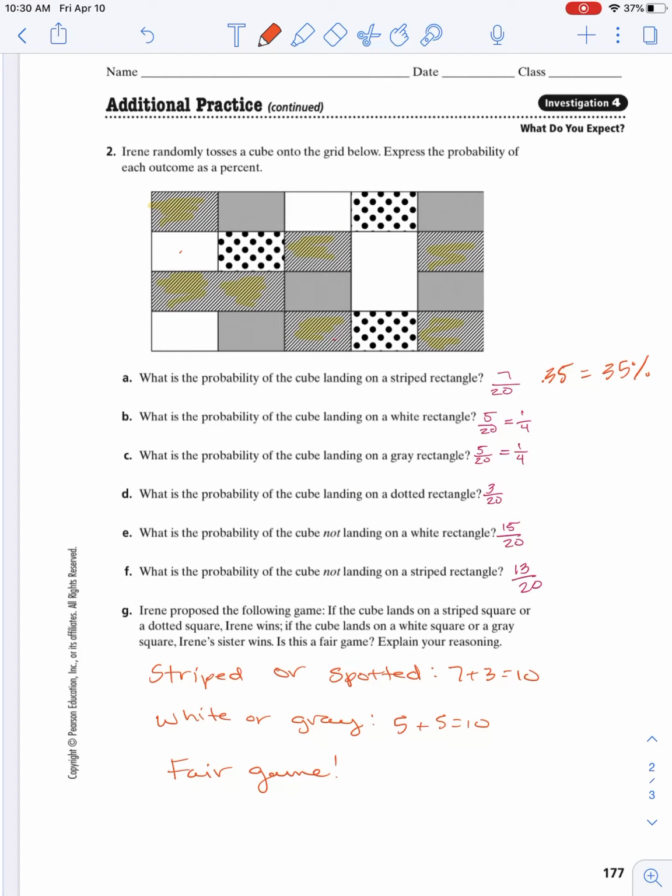Right, let's just do one more of these. I'll pick it at random. What is the probability of a cube landing on a dotted rectangle? Well, let's go ahead and look. 1, 2, 3 out of 20. So we've got 3 divided by 20 is 0.15, which is 15%.